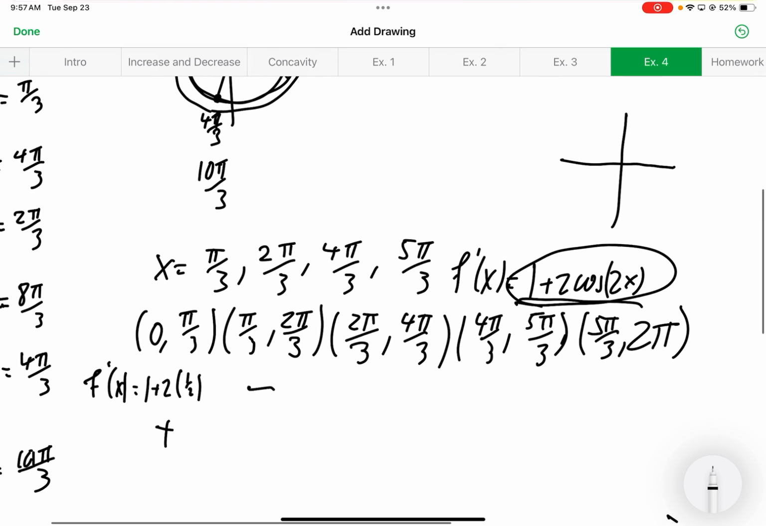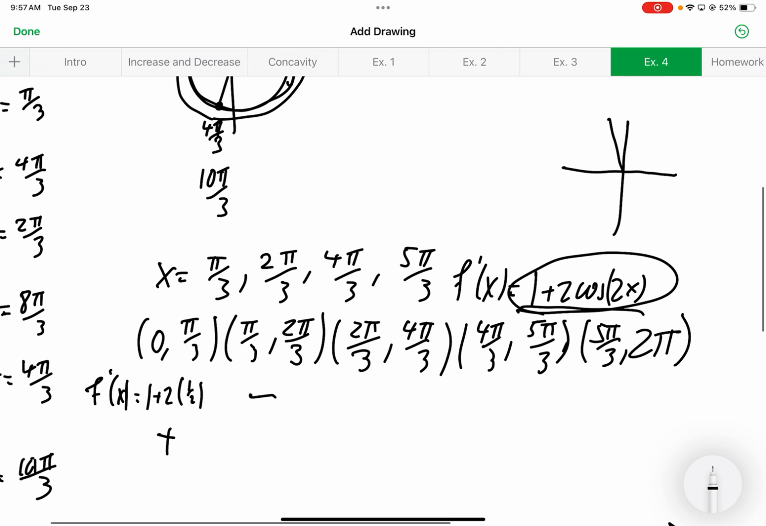Now, between 2 pi over 3 and 4 pi over 3, what do you guys want to test? Pi, yeah, okay. So if I plug in pi, pi times 2 is 2 pi. Cosine of 2 pi, a whole revolution around the unit circle, is going to give you a value of 1. 1 plus 2 times 1 is going to give you 3. I get a positive value, so it's going to be increasing on that interval.